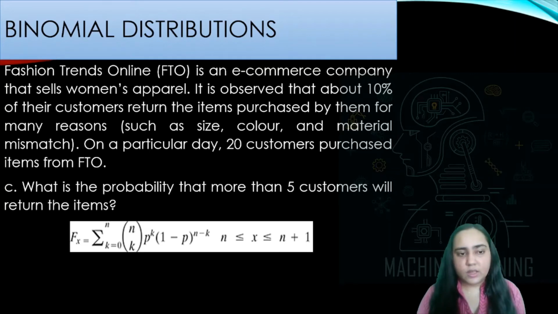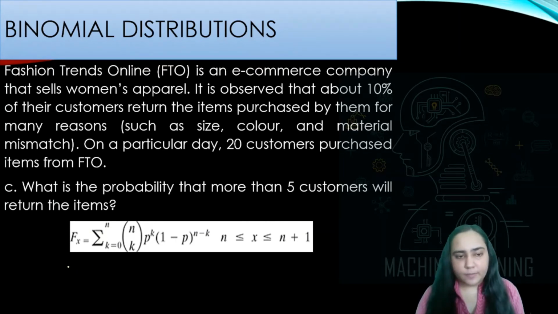So this says probability that more than 5 customers will return the items. In this case, more than 5 could mean anything. It could mean 6, 7, and up to an infinite number of values. So what kind of value would you put here in k equal to 0 up to n? What are you going to take as the value of n? You don't want to put infinity, but you have a very simple thing that you can do in this case.